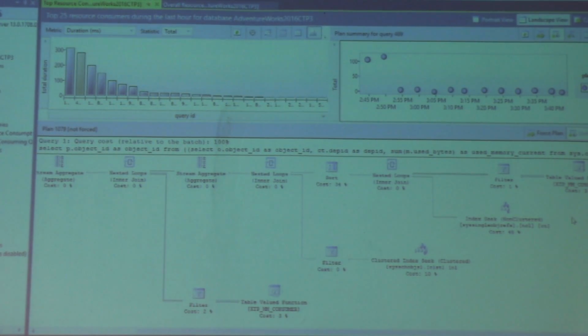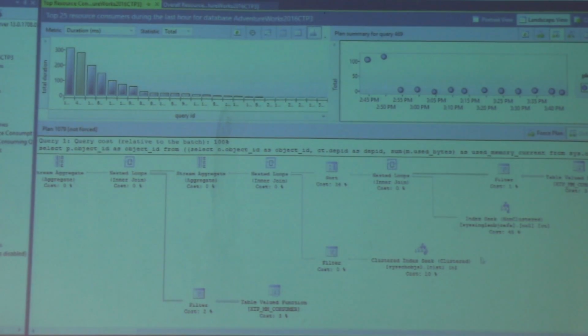Nobody follows me? Everyone listens? So what is this? So this plan could be interpreted like, for example, what are the operations?